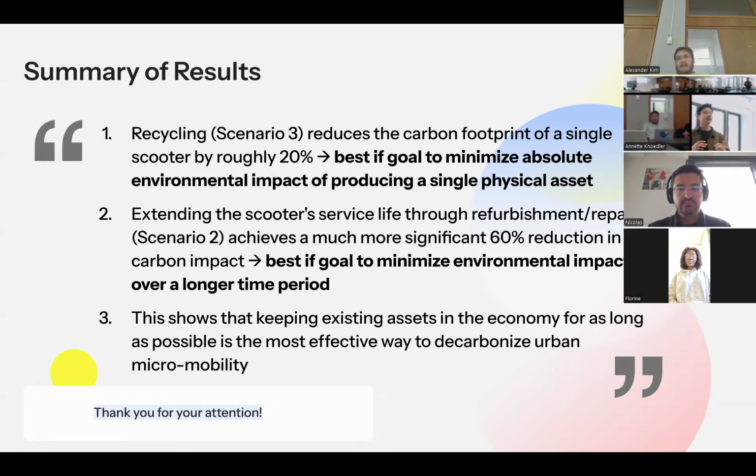So our conclusion is that for the product, especially for the e-scooter, it is best if we maintain and reuse the e-scooter, and therefore it will reduce the carbon footprint.